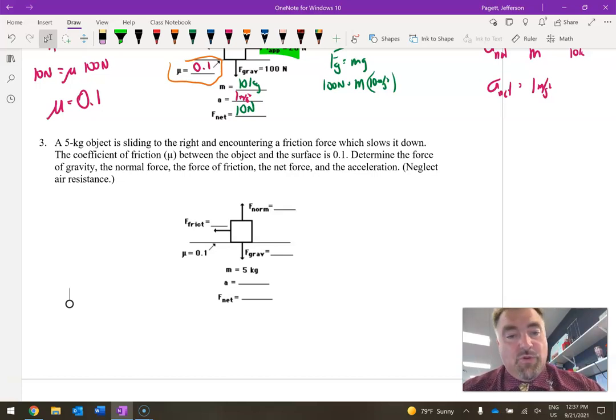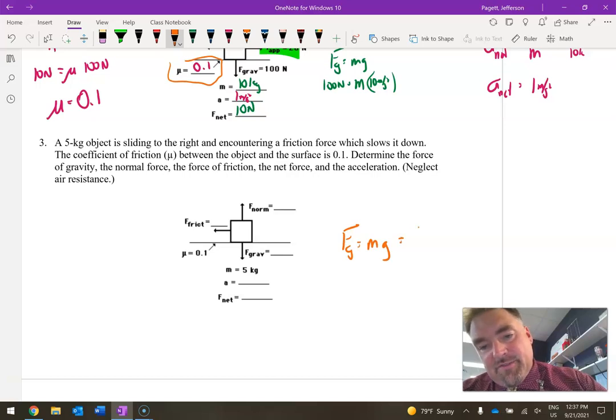Okay, so going through here, let's start off with the force of gravity. I can find the force of gravity by taking my mass times the acceleration of gravity. So my mass, 5 kilograms, times my acceleration of gravity, which again for this one is 10 meters per second squared. So my force due to gravity is going to be 50 newtons.